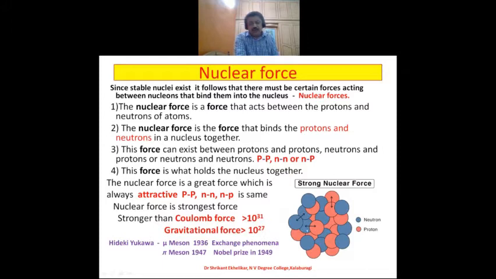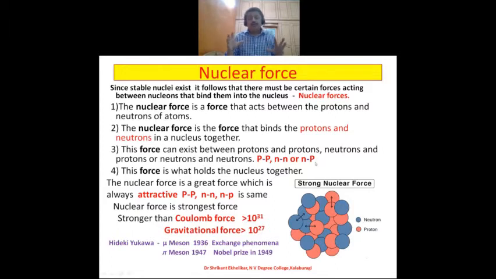The nuclear force acts between protons and neutrons. So you have shown here blue and red. It acts between two neutrons and it acts between two protons. The nuclear force is a force that binds protons and neutrons in a nucleus together. This force exists between two protons, a neutron and a proton, or two neutrons, which is represented by an interaction between PP, that is two protons, NN, that is two neutrons, or NP, one proton and one neutron.